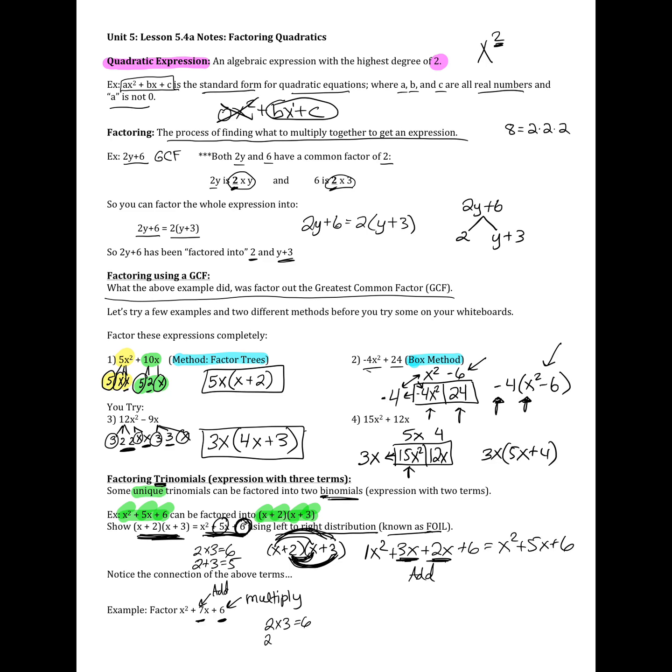Yes, it does equal 6, but when you add those together, it does not equal 7. Well, what other factors multiply to equal 6? How about 6 and 1? Yes, those two multiply to equal 6, and guess what? They add to equal 7.